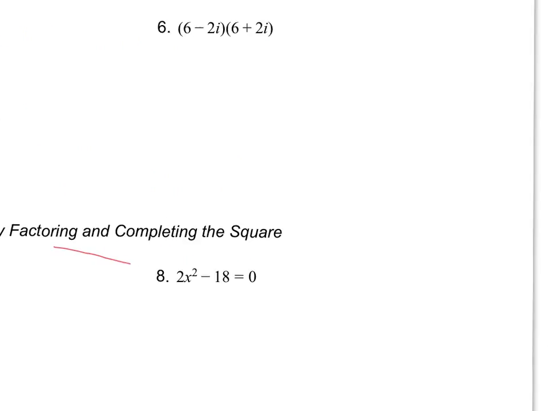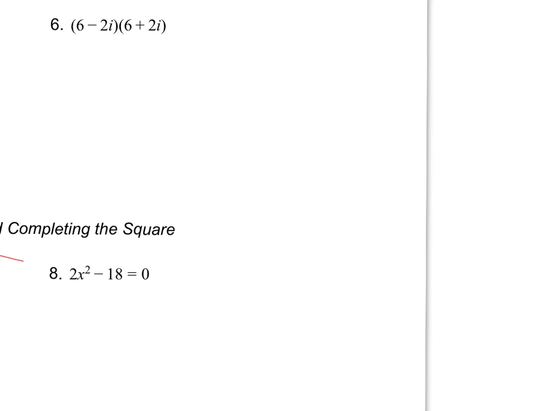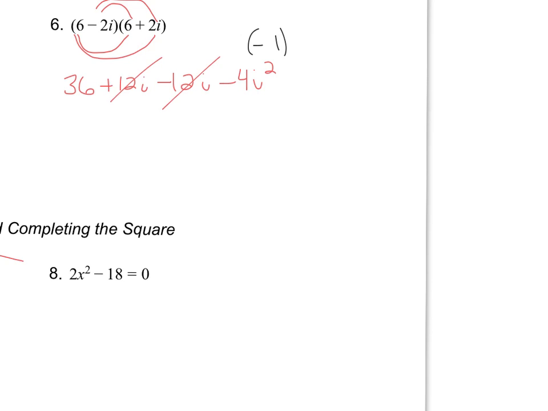So the next one is very similar. It's another kind of FOIL problem. In this one I FOIL: 6 times 6 is 36. 6 times 2i is positive 12i. Negative 2i times 6 is minus 12i. And negative 2i times 2i is minus 4i squared. Now in this one, you'll notice that the 12i and the negative 12i will cancel. But this last one, i squared, remember i squared is -1. So this is 36, and it's -4 times -1, so it's plus 4. So 36 plus 4 is 40.